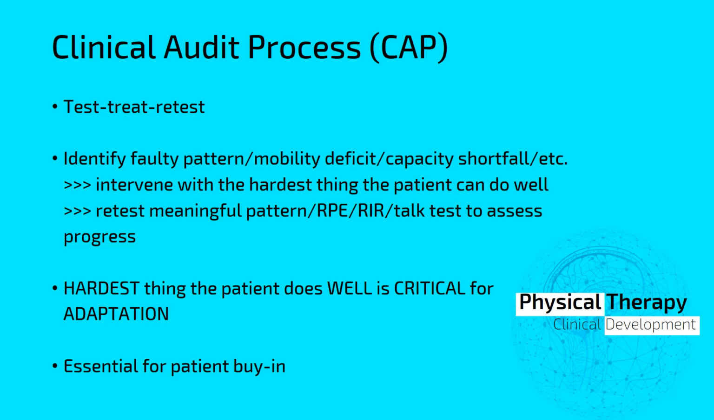We identify what's going on, and then we need to intervene with the hardest thing that the patient can do well, and then retest the meaningful pattern, retest the RPE, retest the RIR, or the talk test to assess their progress.